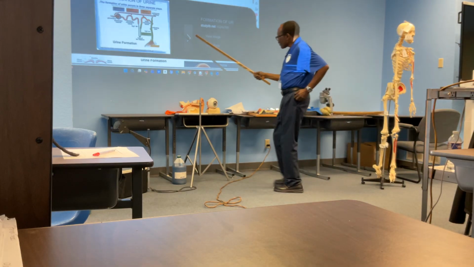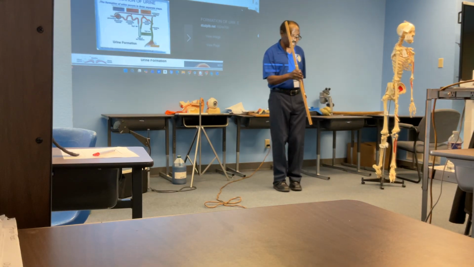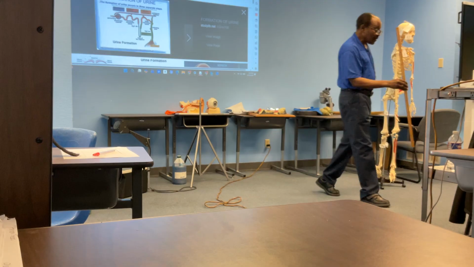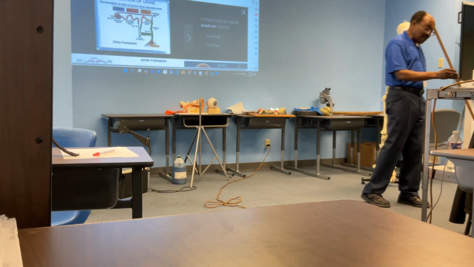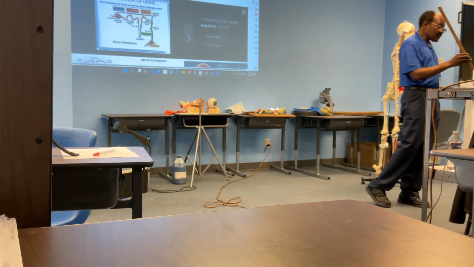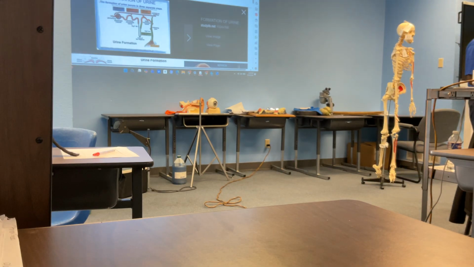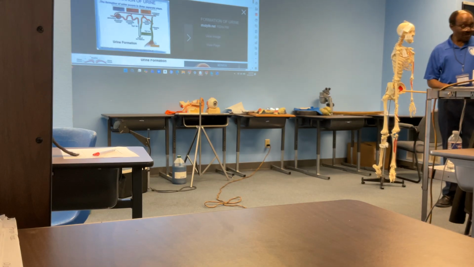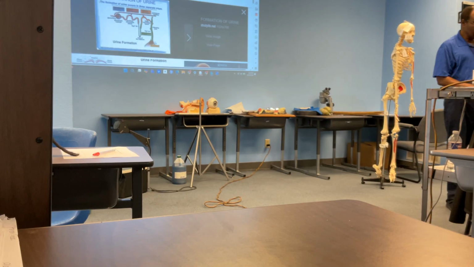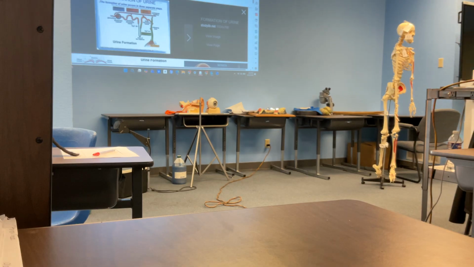So, we have now seen all the three processes in the formation of urine. We have seen the first one, which is what? The filtration. The second one is secretion, and the third one is reabsorption. And that almost completes our lecture for today for the urinary system. Any questions?